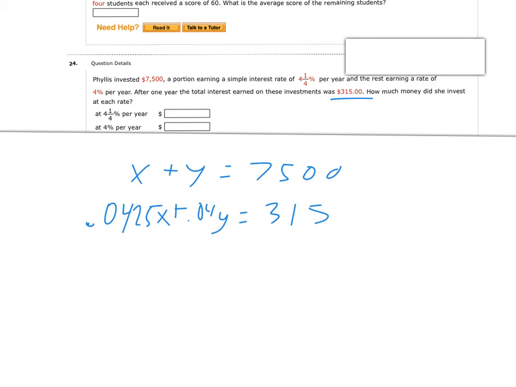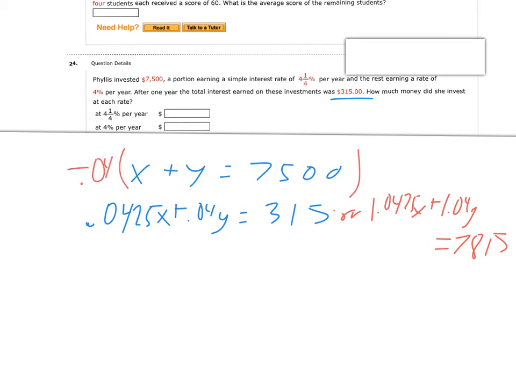The second one, if you wanted to, you could make this 1.0425 X plus 1.04 Y. And then if you did that, you would have to set it equal to 7,815. You'd have to add those two together because that's like the total amount in her account, but the 315 is just the profit. So I would do it in the kind of blue version here. So I would multiply this one by negative 0.04, put that underneath there, and just solve it.